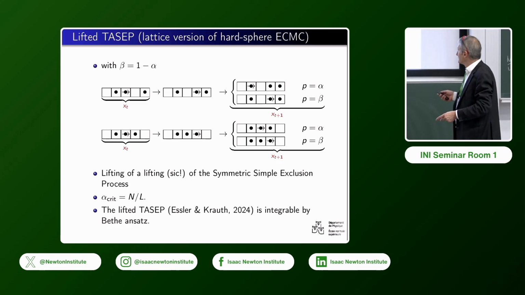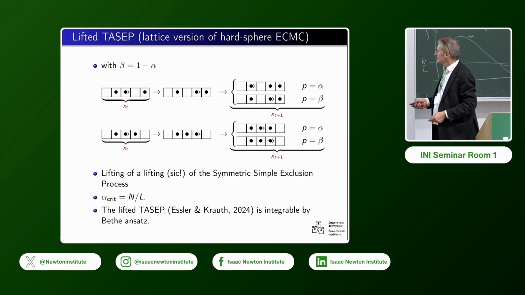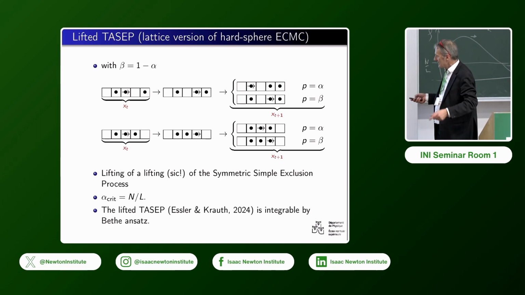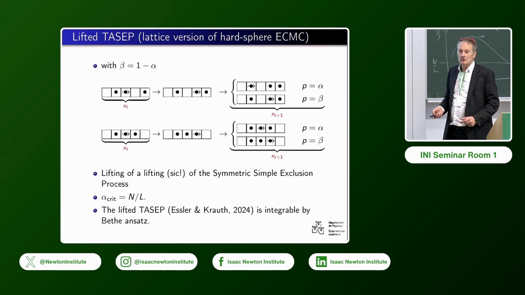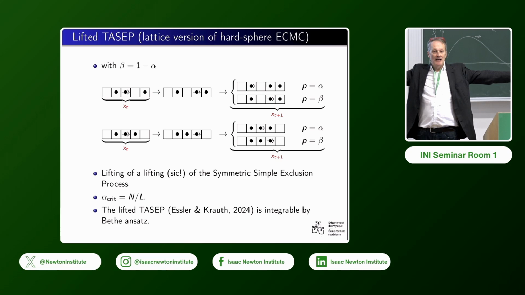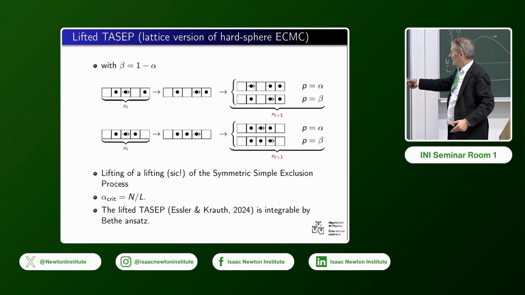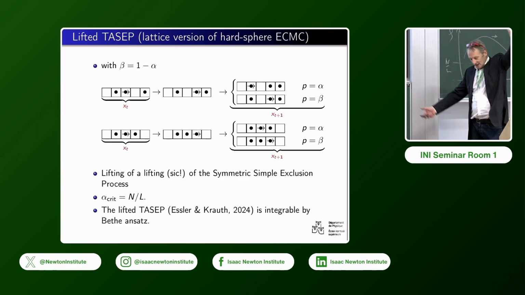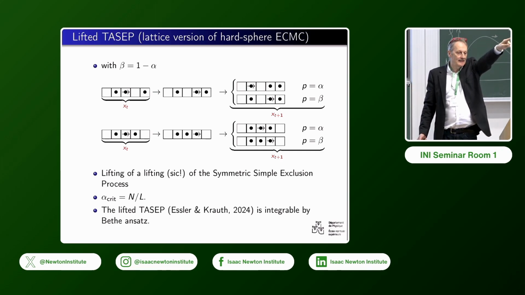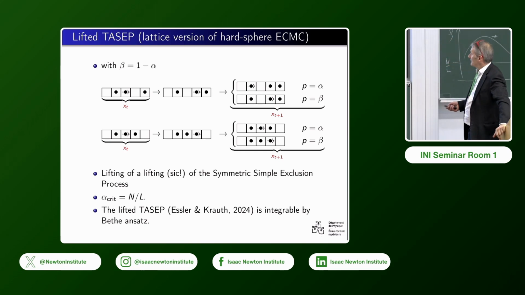There's a whole story to it. It's a lifting of a lifting. It's not a mistake. It's a lifting of the symmetric simple exclusion process. It has an alpha critical, and it's integrable by Bethe ansatz. So it means that we can write down, I mean, again, physicists as we are, we work with Fabian Essler from Oxford. So we are just physicists. So we have this for n equals 500, we have transition matrices of 1 zillion by 1 zillion, and we can get eigenvalues exactly to 20 digits. So we are very happy.